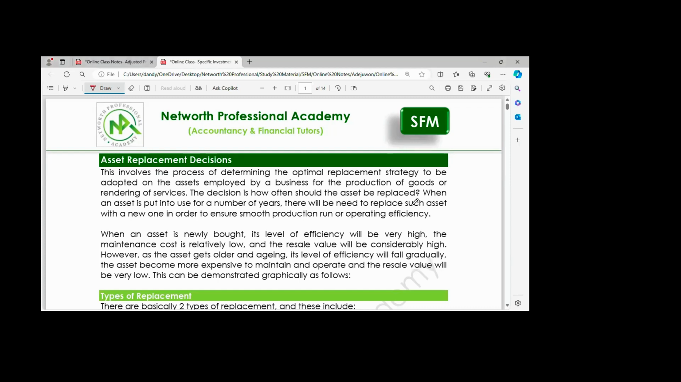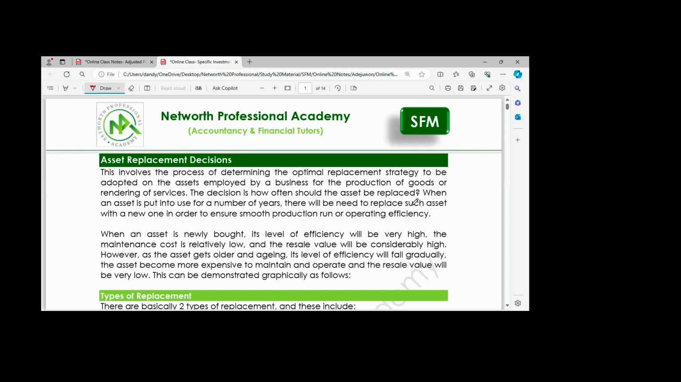So under specific investment decision according to your syllabus, there is asset replacement decision. There is also lease and hire purchase. So we are going to take it one by one. Between now and the next class, we are going to be discussing specific investment decision. Let me just explain what asset replacement decision is all about. Under this particular topic, I will give you the introduction. Then we talk about classification, the types of replacements, the classification of assets, methods of determining optimal replacement strategy, the assumptions, limitations, and the underlying factors you must consider in replacement decision before we begin illustrations.